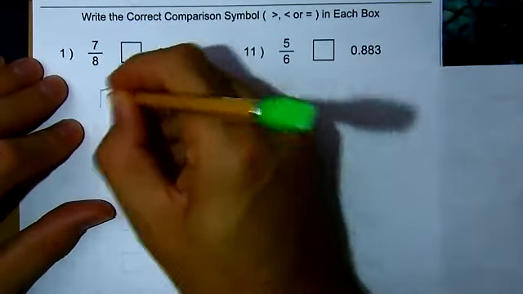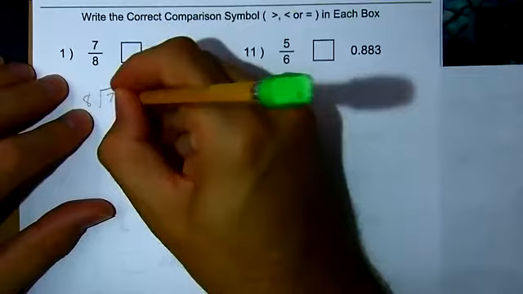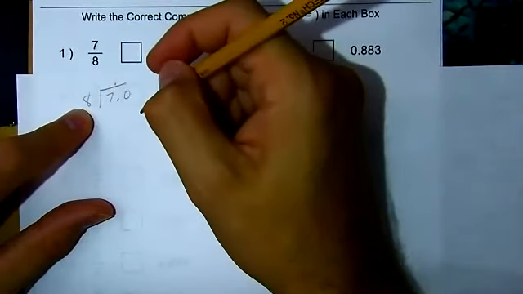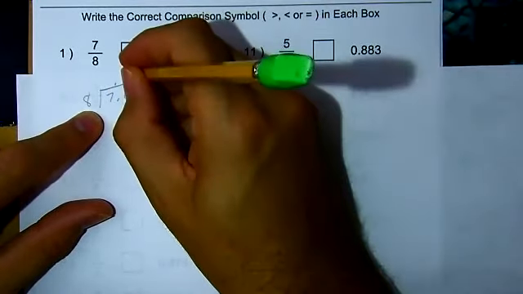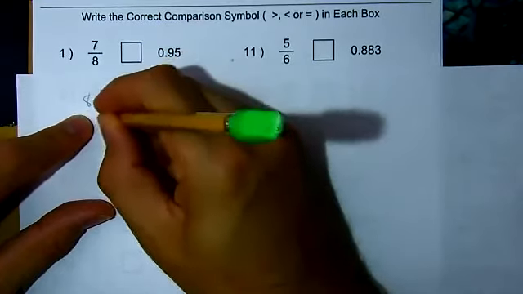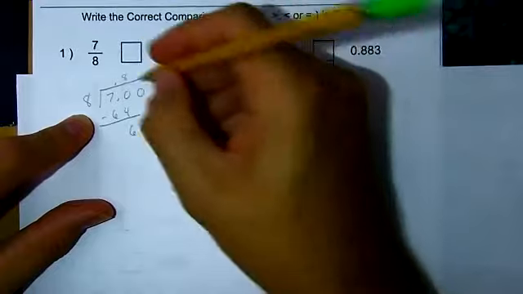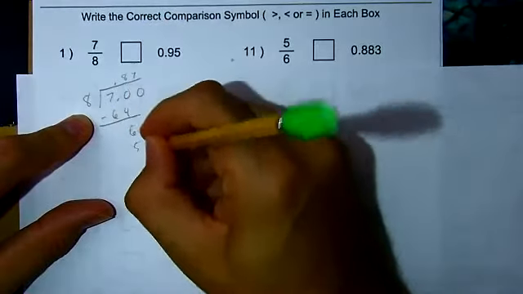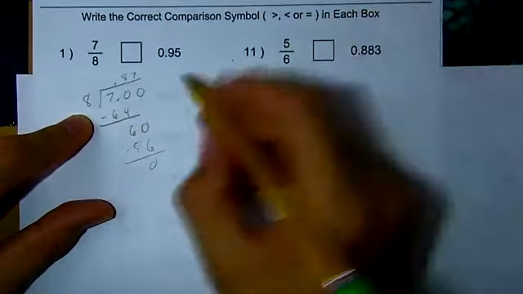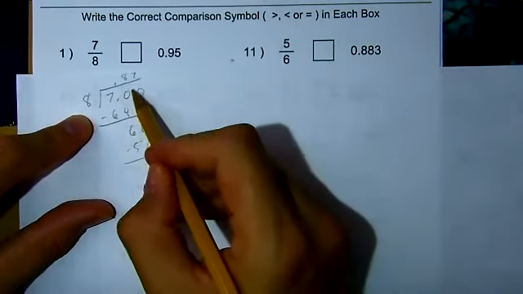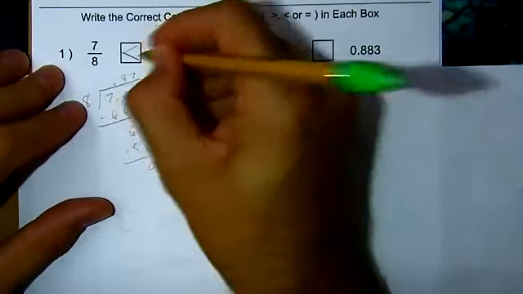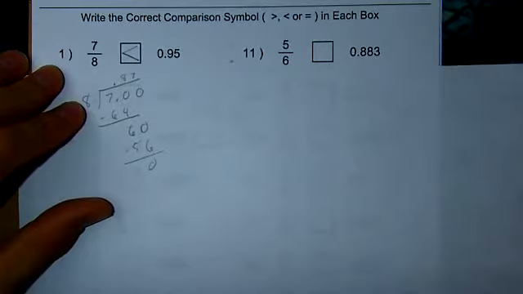So divide your 7 by 8. Add your decimal. Goes in there 8 times. 6. Another 0. That's 7. So should be obvious. 95 is bigger than 87. So the open end goes towards the 95. I'll do one more of those with you, and I'm going to save this sheet for your own practice.